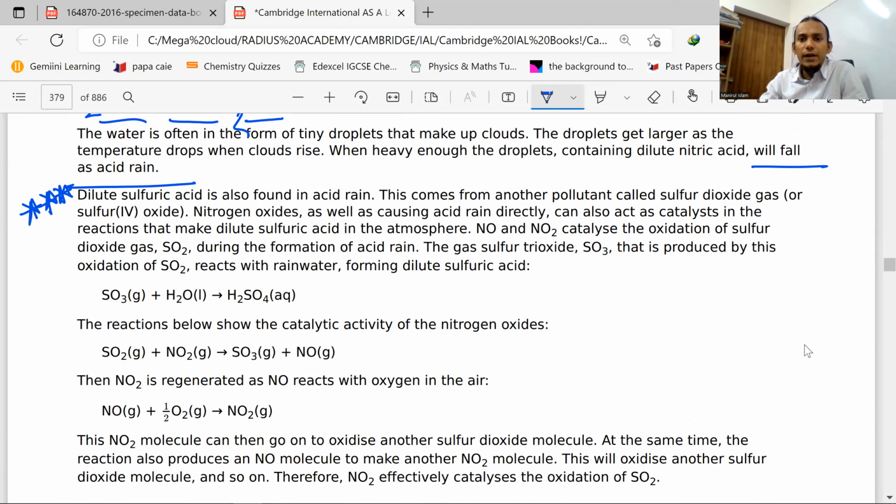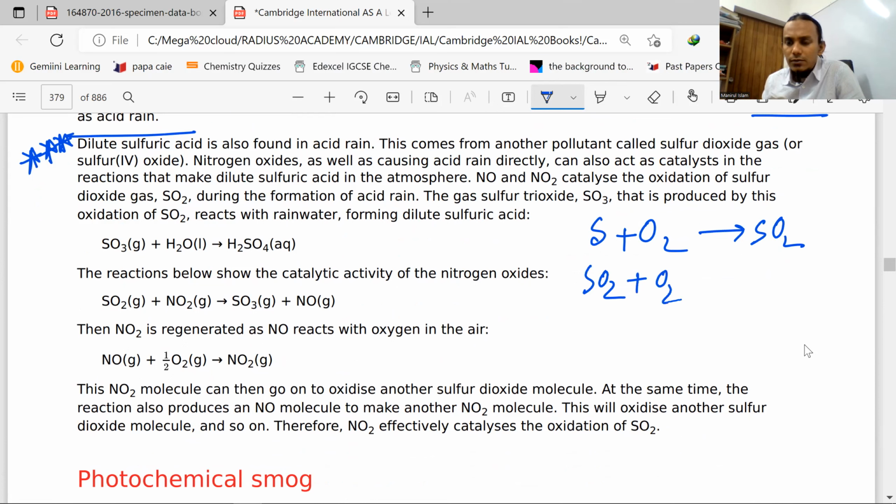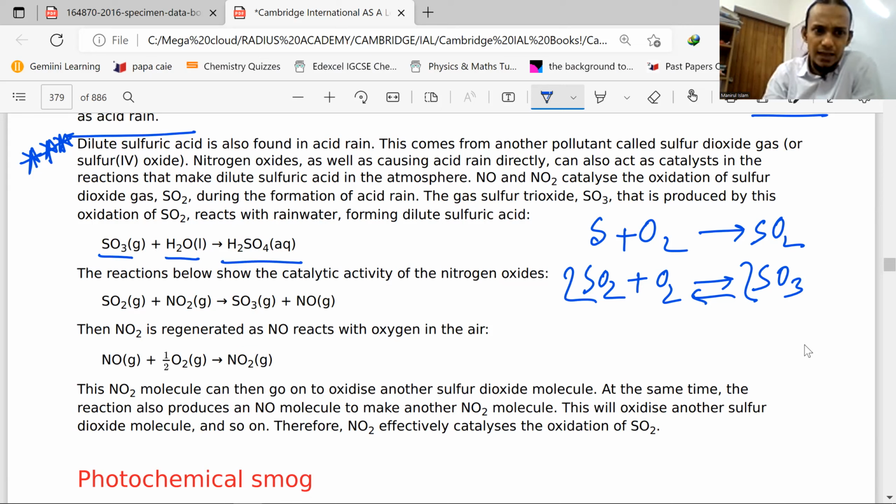So sulfuric acid forms when sulfur, sometimes present in fuel, burns in oxygen, it forms sulfur dioxide. This sulfur dioxide reacts with more oxygen to form sulfur trioxide in the atmosphere, and it's a reversible reaction. ঠিক আছে? This sulfur trioxide, when water or raindrop falls on sulfur trioxide, it gives you sulfuric acid. That is the end.